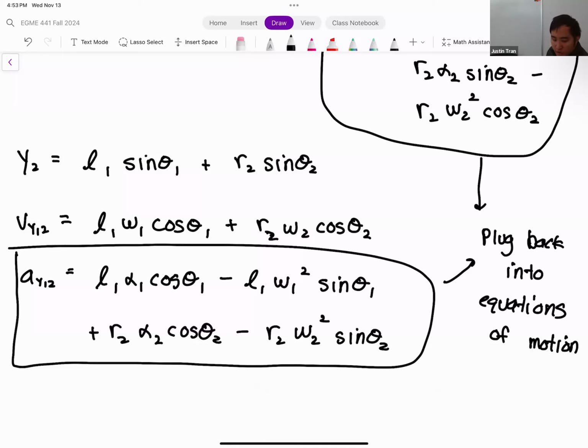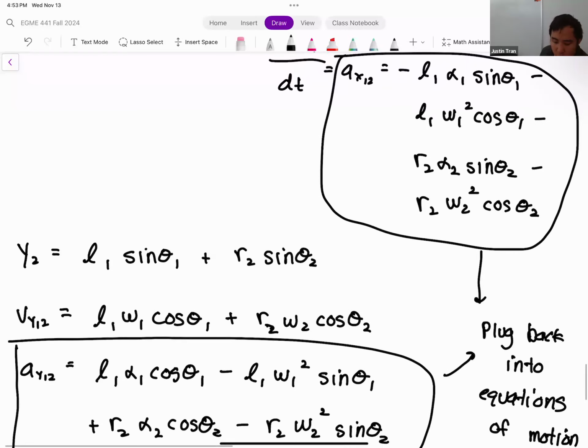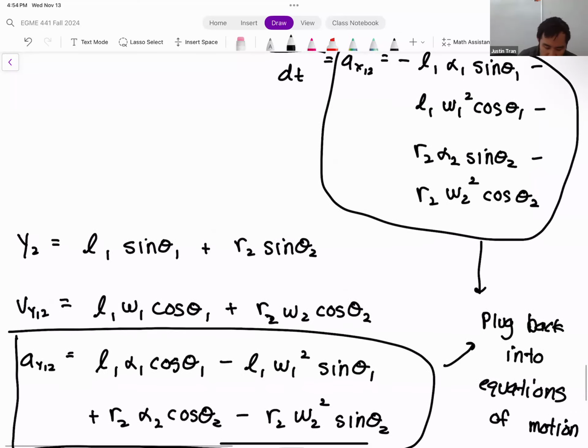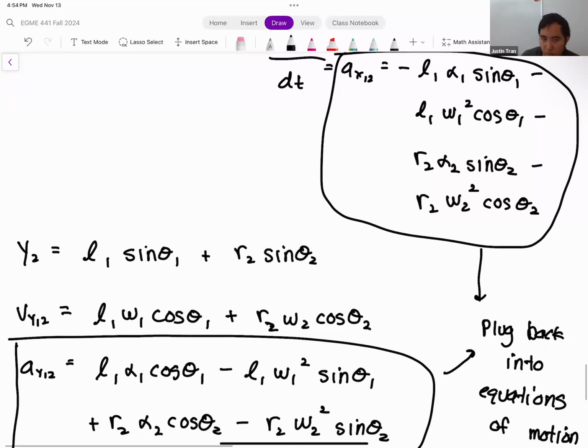Even though these expressions look quite intimidating, with a lot of terms in ax2 and ay2, remember that all of these involve kinematic quantities. L1, R1, L2, R2 are measurements that we know. Theta 1, omega 1, alpha 1, theta 2, omega 2, alpha 2 are all known because we obtained them. These are all kinematic information. So in theory, we should be able to plug in and find numbers for these.